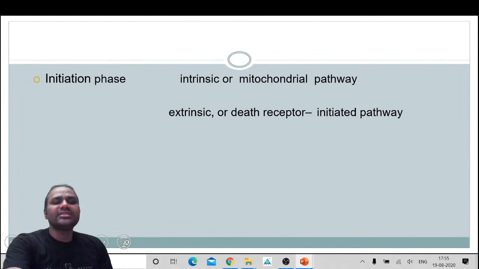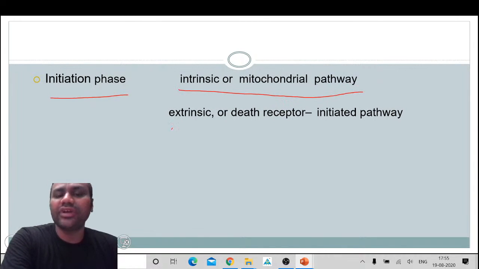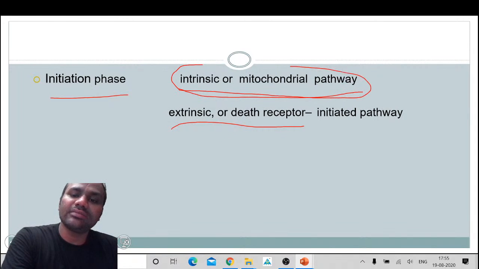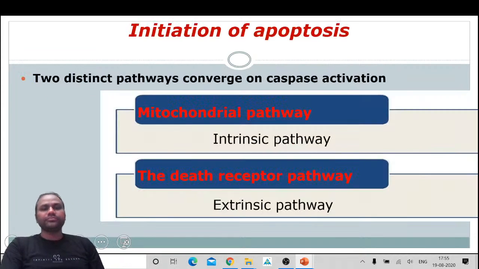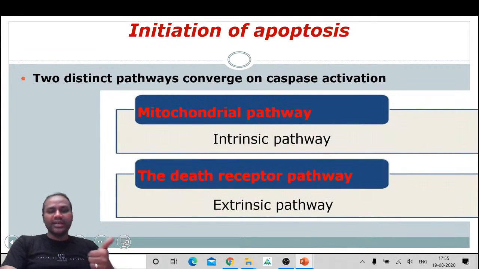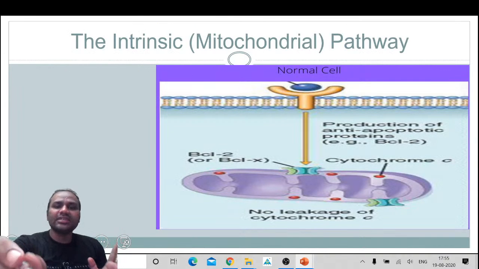The initiation phase occurs in two ways: the intrinsic or mitochondrial pathway, or the extrinsic or death receptor pathway. So there are two pathways, the intrinsic mitochondrial pathway and the extrinsic death receptor pathway. These are two distinct pathways where caspase activation occurs. So here, the intrinsic mitochondrial pathway.